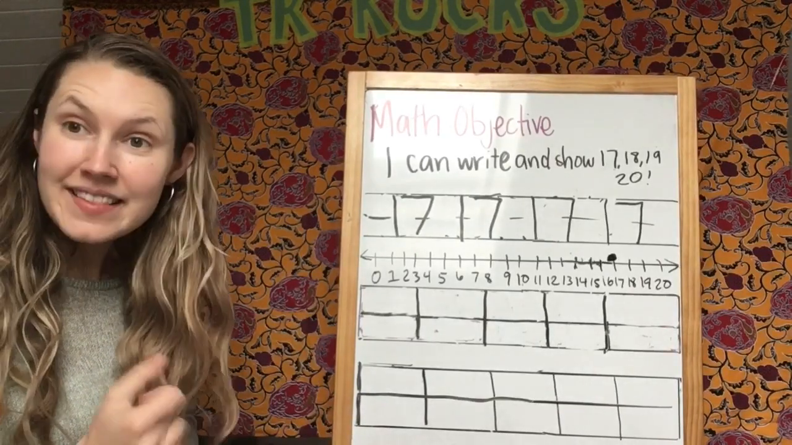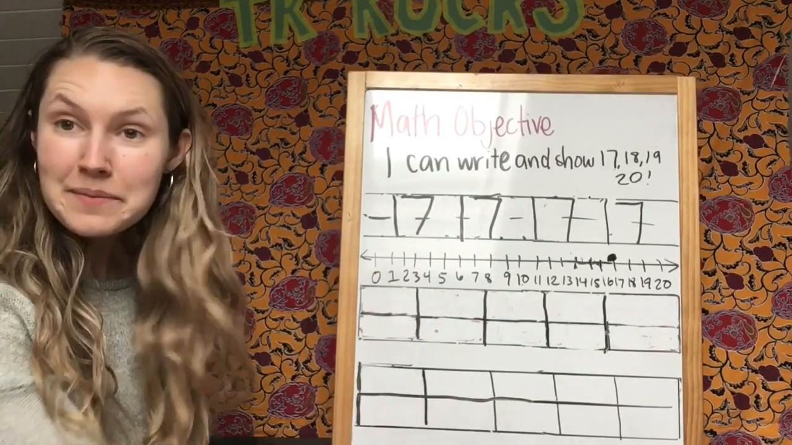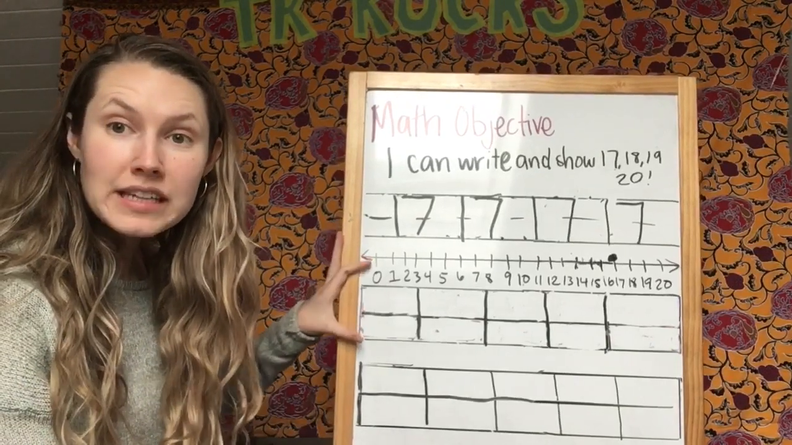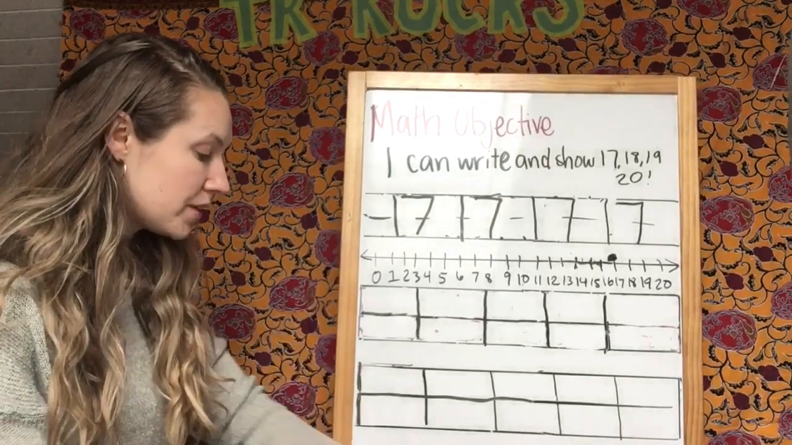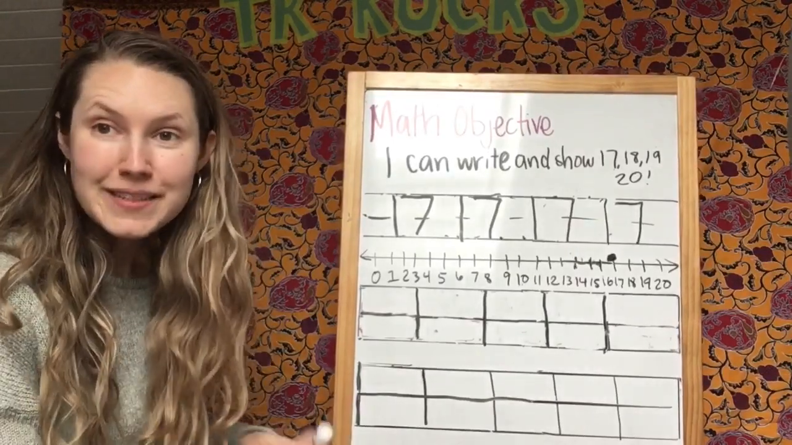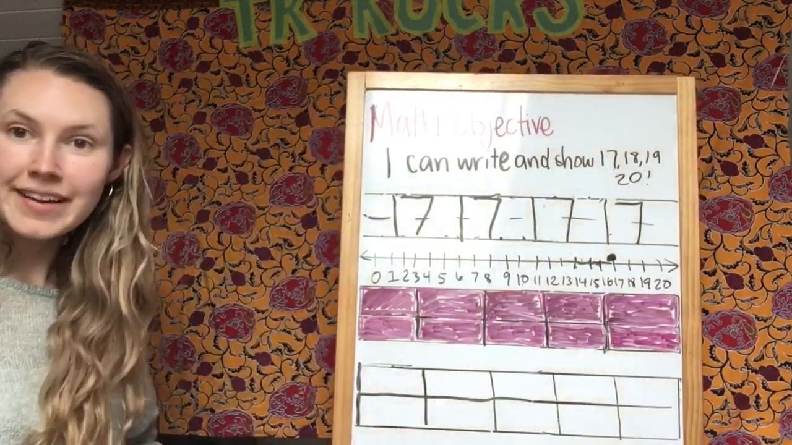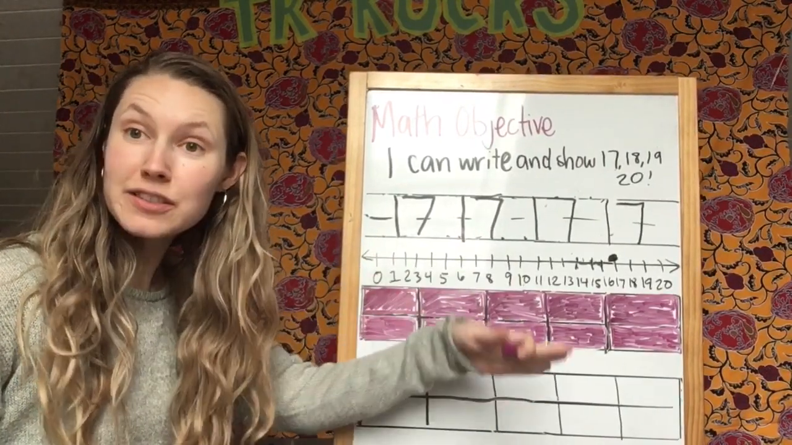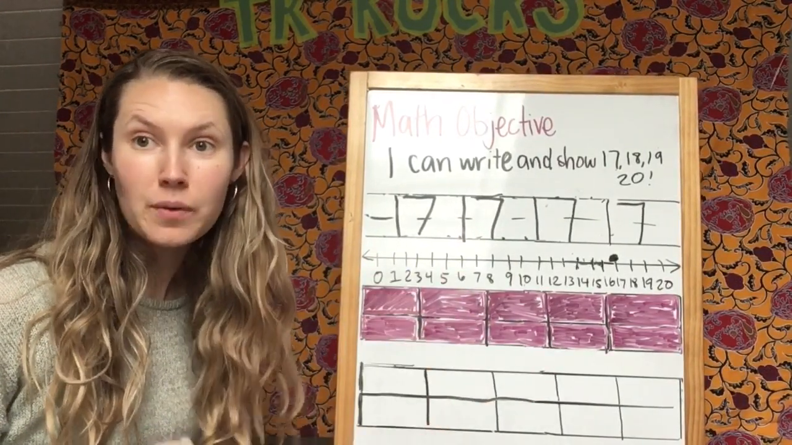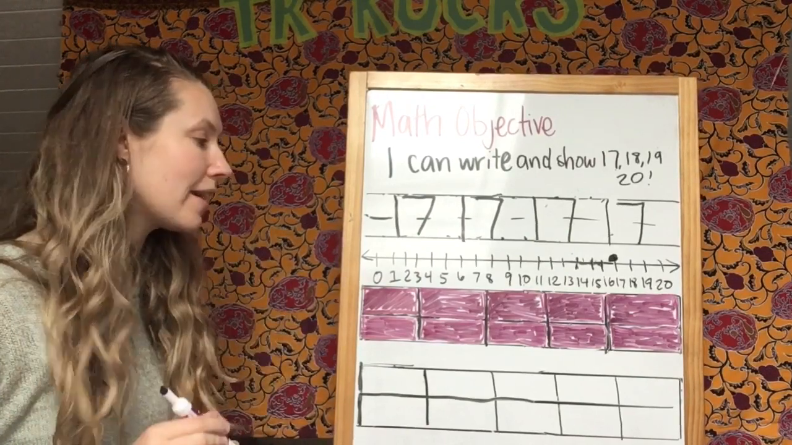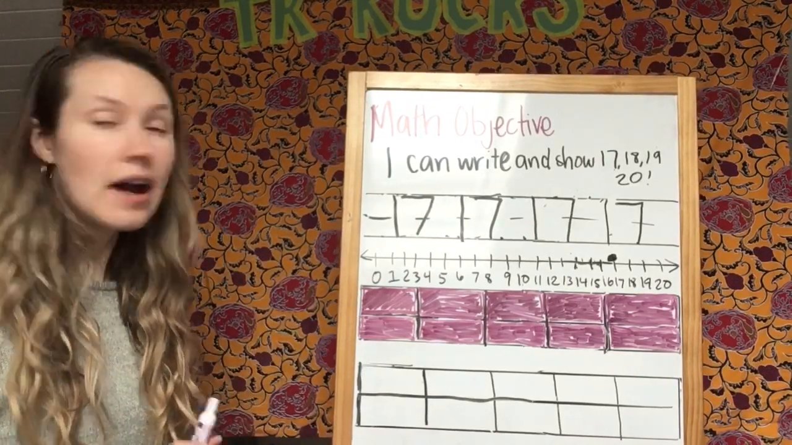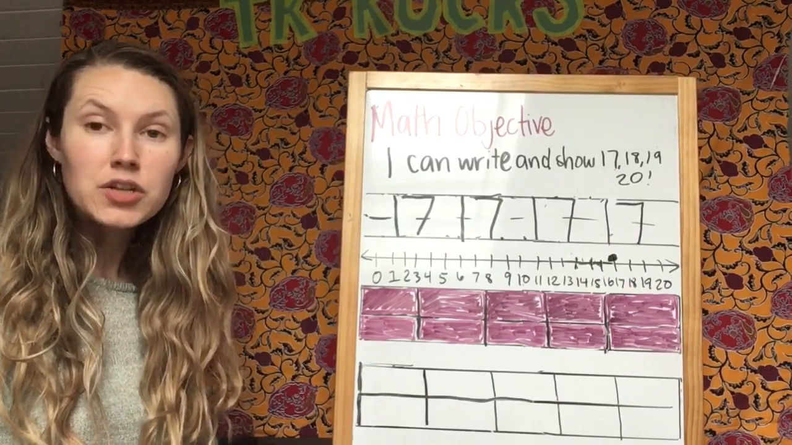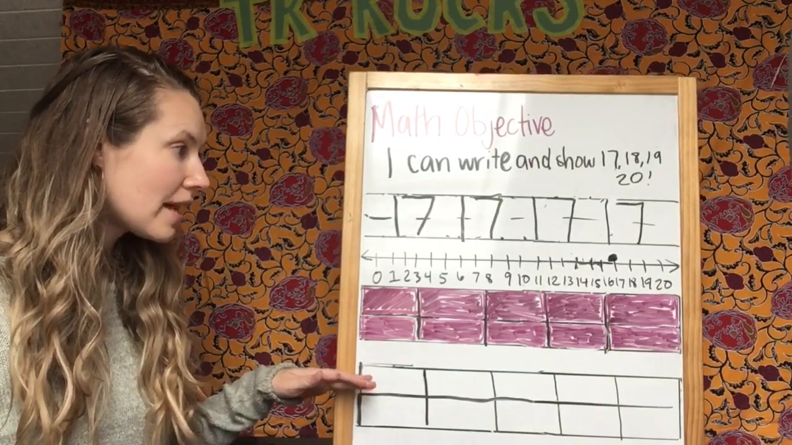Now, we need to find 17 in our 10 frames. And remember, all of these numbers are bigger than 10, so we need to start by filling out one whole 10 frame. So that's what I'm going to do now. Okay, so I finished my first 10 frame, which has 10 squares. We know all of our 10 frames always have 10 squares. So now I need to figure out how many more I need to fill in to make 17. So I'm going to start filling out my next one now.